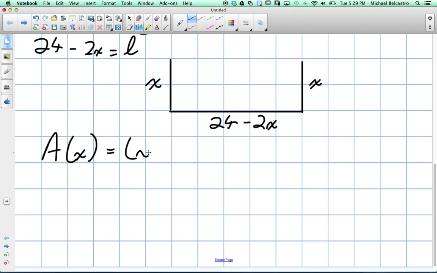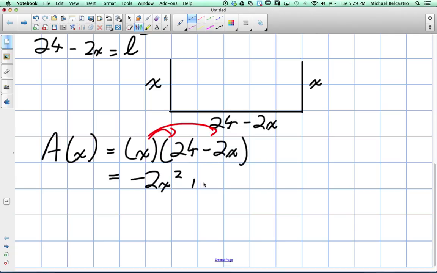So that's x multiplied by 24 minus 2x, okay? And what we can do here is, do you remember distributive property? Yeah. So use our distributive property to come up with our function. And our function, and I'm going to put this value in front, it's going to be negative 2x squared plus 24x. Does that make sense? So this is like the standard form of that function. We have it here, okay?